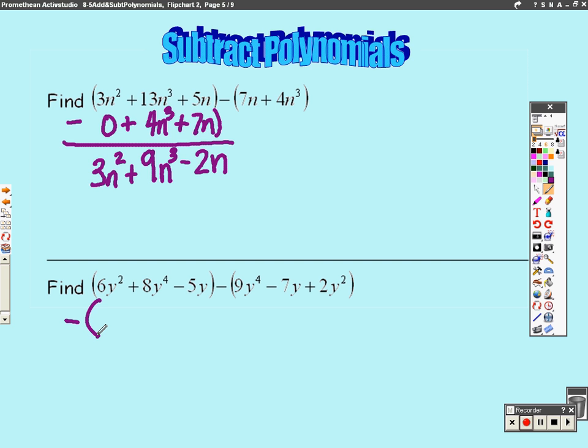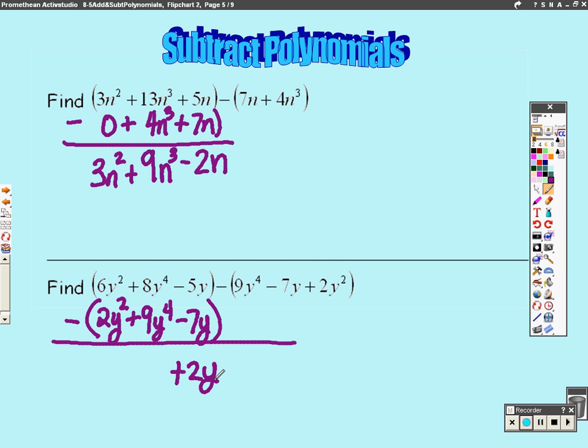Let's do this last one. And I want to rewrite it to put 2y squared first, and that's a positive 2y squared. Okay, that subtraction sign goes out in front. And then I have 9y to the fourth. That's positive 9y to the fourth. And then I have minus 7y. Okay. And now I have negative 5y minus negative 7y, which gives me a positive 2y.